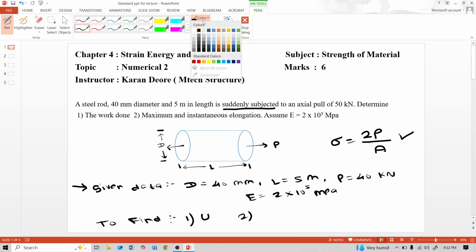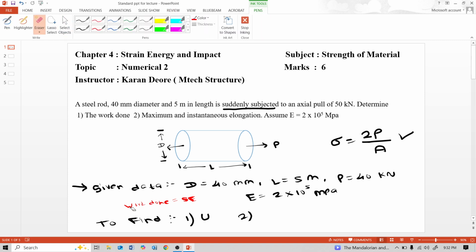We saw in our previous lectures that this work done is nothing but the strain energy. So that's why I write the strain energy notation here as U. And second, maximum and instantaneous elongation, and elongation is denoted as delta L. So we have to find this U and delta L.